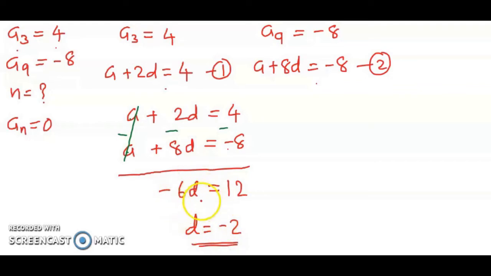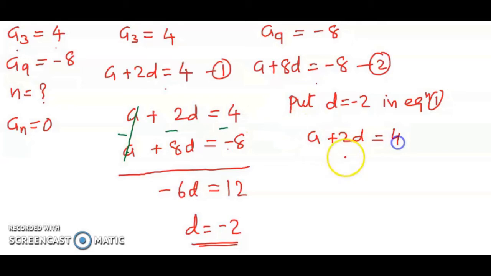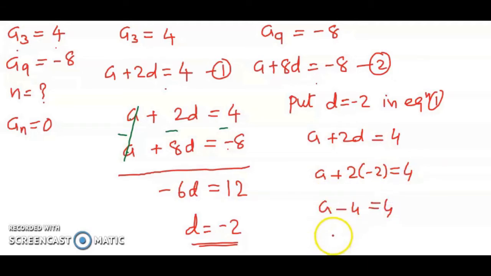Now if you put d equal to minus 2 in any of these equations, for example in equation 1, then we will get the value of a. a plus 2d equal to 4. This is equation 1. Here in place of d we put minus 2. So we get a minus 4 equal to 4. So we get a equal to 4 plus 4, that is 8. So here we get a equal to 8 and d equal to minus 2.